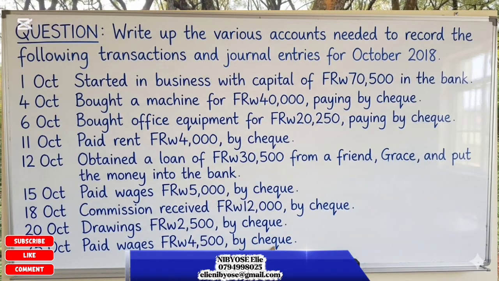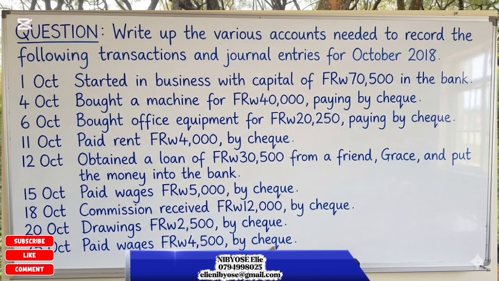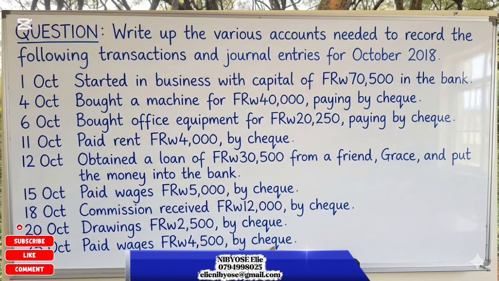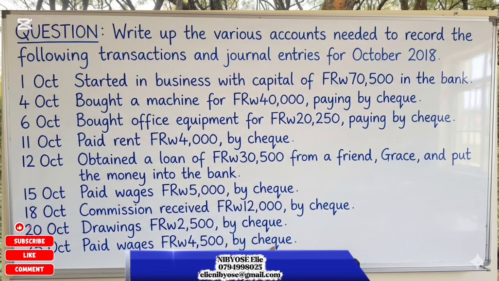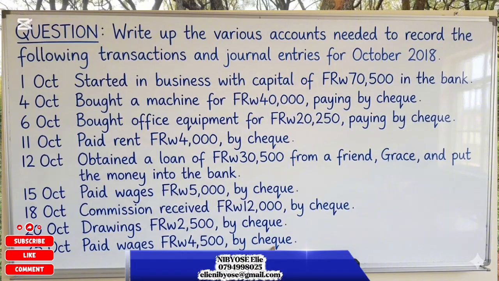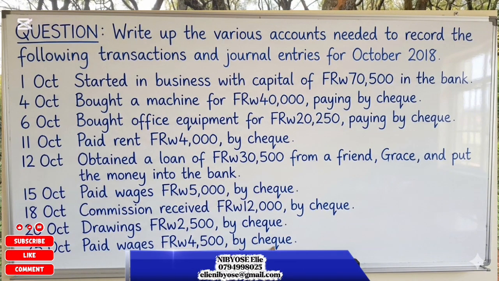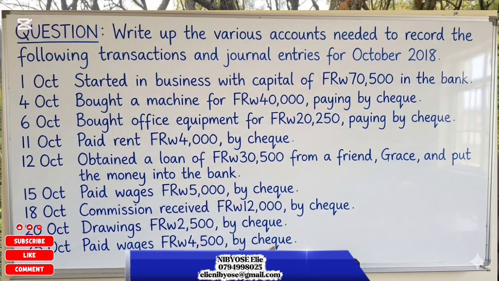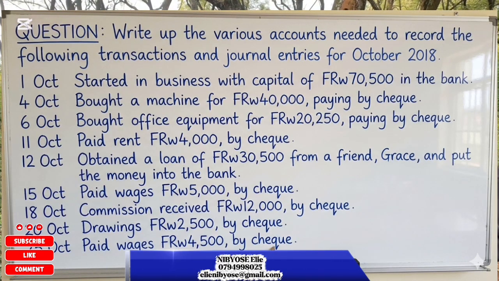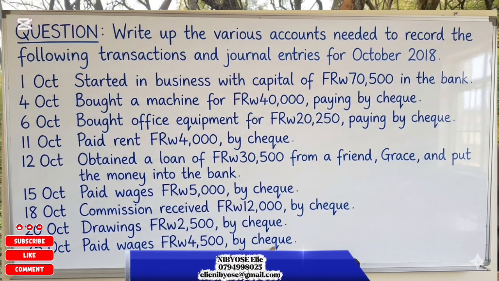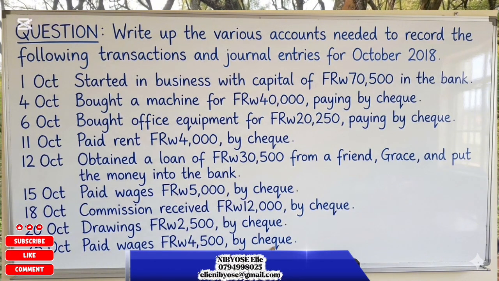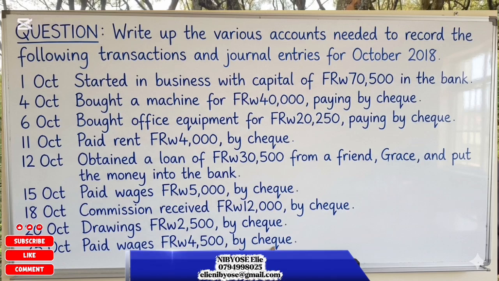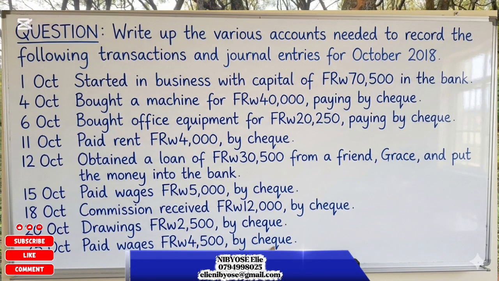On 1st October, started the business with capital of 70,500 in the bank. On 4 October, bought a machine for 40,000 Rwandan francs paying by check. On 6 October, bought office equipment for 2,250 paying by check. On 11 October, paid the rent of 4,000 Rwandan francs by check.